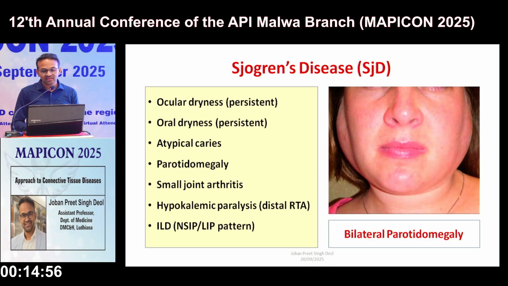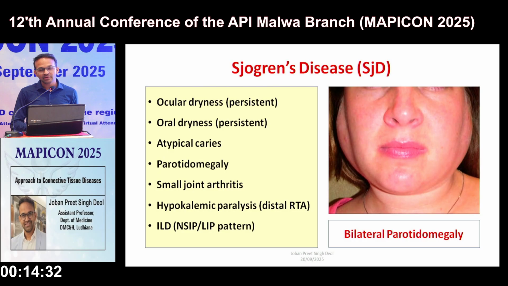Parotidomegaly, as you can see in this image, this female has bilateral parotid enlargement, which is again classical of Sjogren's disease. Again, small joint predominant symmetric arthritis, Jaccoud's arthropathy, which I have told you. Hypokalemic paralysis is a very close differential of Guillain-Barré syndrome. A patient suddenly wakes up in the morning quadriplegic. You check potassium, it's very low.